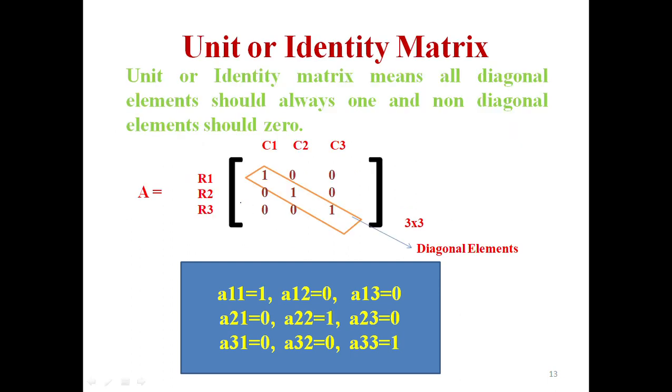Unit or identity matrix. In a unit or identity matrix, the diagonal elements should be 1, 1, 1. In a scalar matrix, the diagonal elements are constant and can be any number, such as 5, 6, 7, 9, any type, but they should be the same number. But in a unit or identity matrix, all diagonal elements should be 1 only, and the others should be 0.